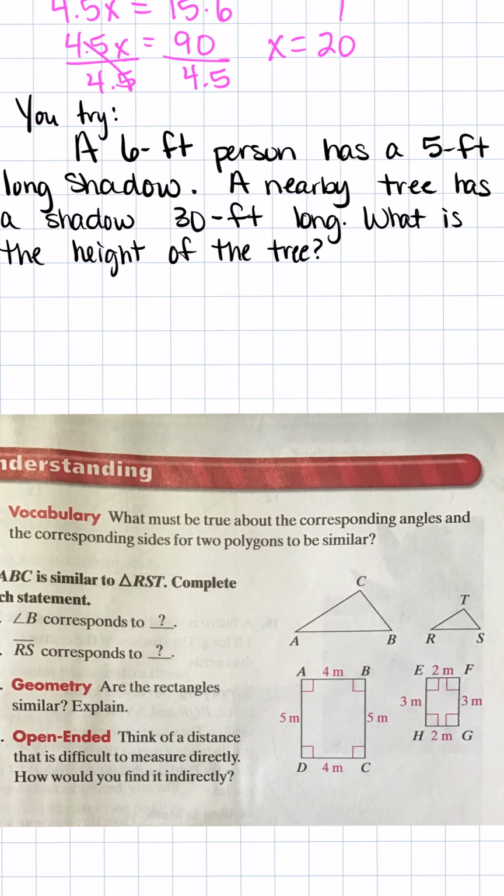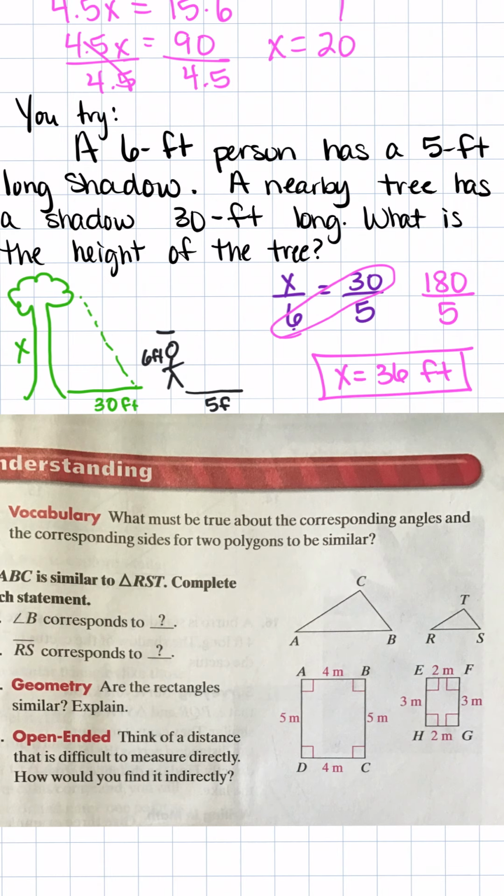A 6-foot person has a 5-foot long shadow. A nearby tree has a shadow of 30 feet. What is the height of the tree? You certainly could draw a picture. Pictures are a great way to help explain things. Come back to me when you're done. Okay, so you should have got x equals, or the tree equals 36 feet tall. Check my work. I did draw a picture. I work better if I draw pictures, so it was handy to me.